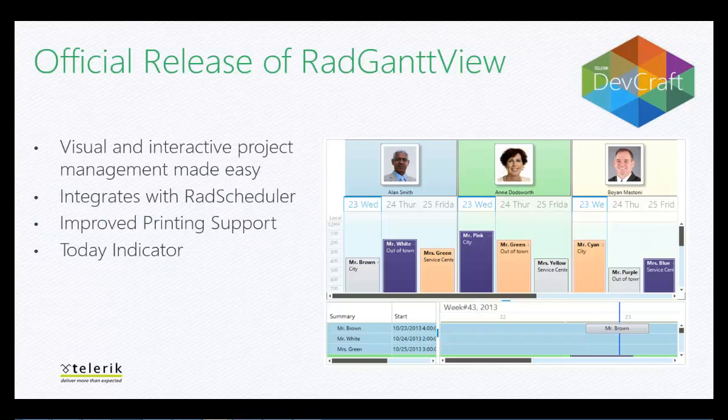So what is new in RAD Controls for WinForms? First off, RadGanttView has been officially released. RadGanttView provides an easy way to visualize and interact with your project timelines. So thank you to everyone who tried out this control while it was in its preview state. And based on the feedback that was received, the RadGanttView now supports seamless integration with RadScheduler, has improved printing support, and displays a today indicator. RadGanttView has robust data binding support and the ability to import existing Microsoft project data that has been saved as XML.